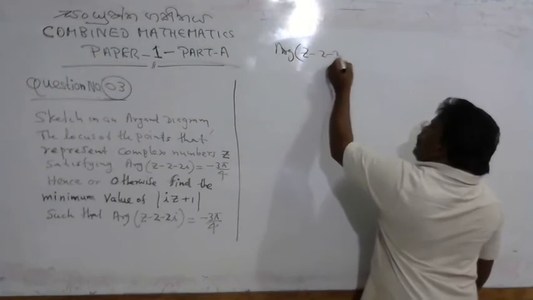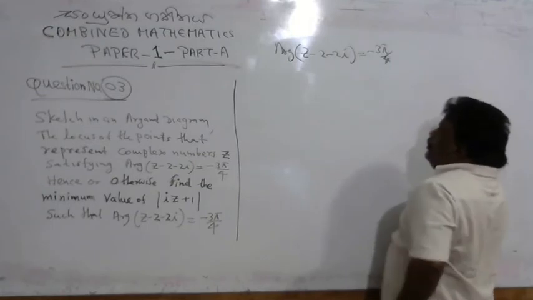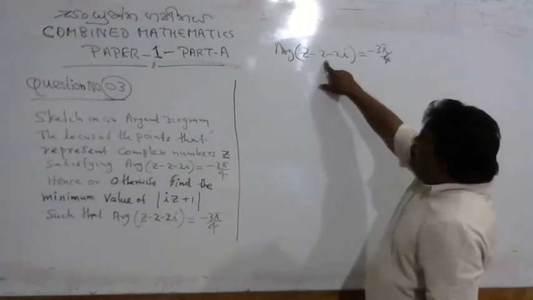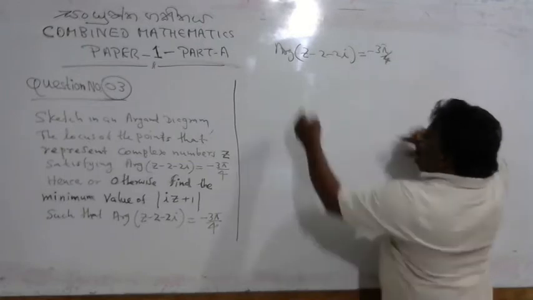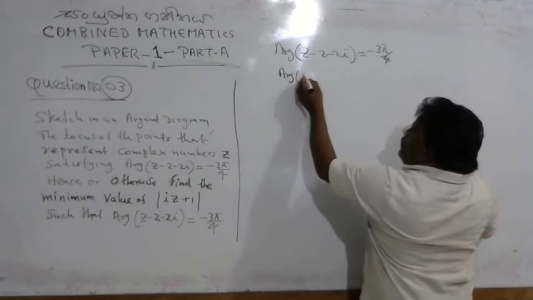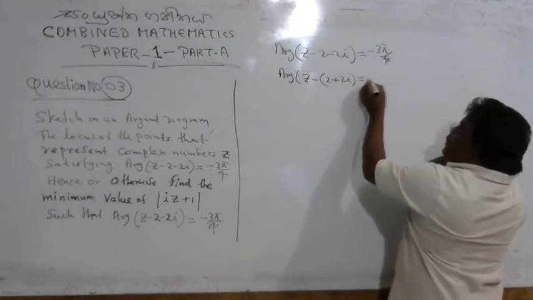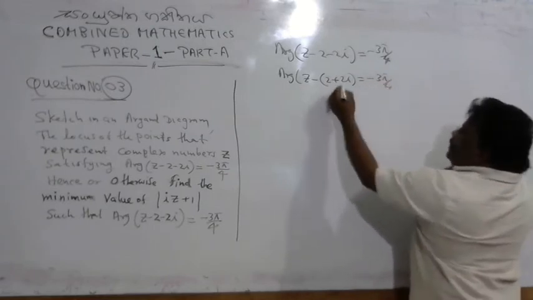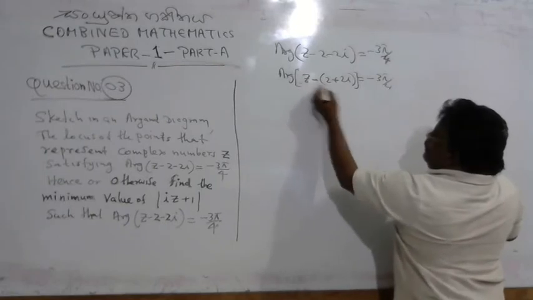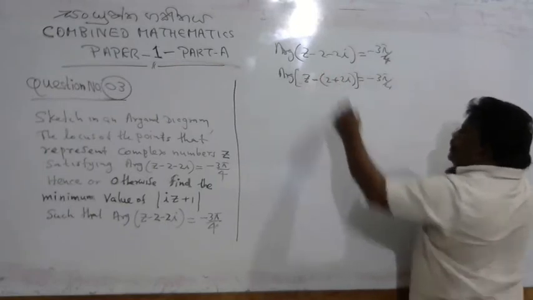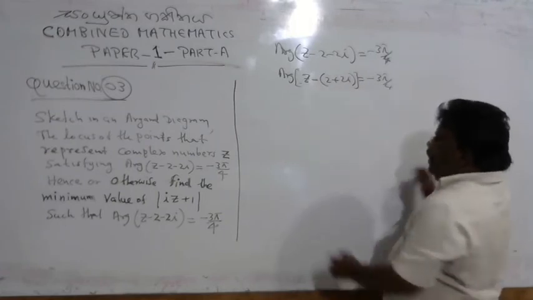arg(z - 2 - 2i) equals minus 3π by 4. So this half line starts from this point. That is, you arrange it like this: z minus 2 plus 2i. Then you can identify the initial point of the half line. So this is the initial point. Leaving the minus sign here, you have to identify that. This is the point from which this half line starts.